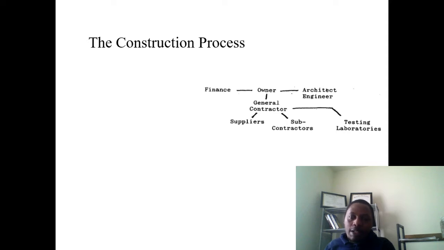So for example, if we have a project which has the owner, the architect engineer, the general contractor, the suppliers, and the subs, then you expect to have a relationship like the one that is shown on this chart right here. And this is what I asked you to do in your homework too. So if you understand that relationship, and this relationship actually is connected to which project delivery method was selected to be used on that particular project.